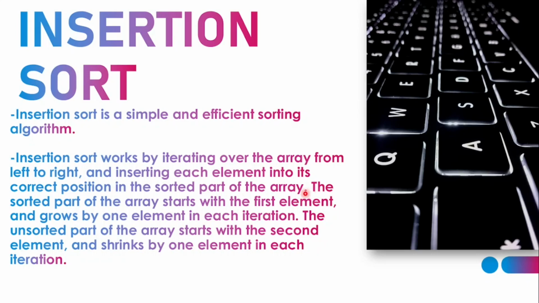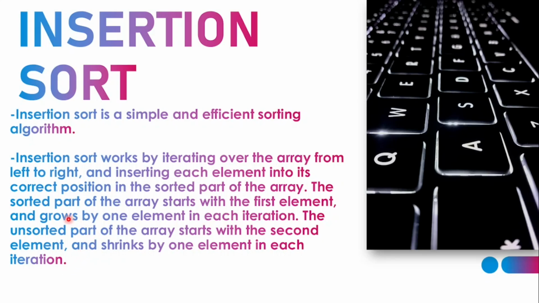Further, the sorted part of the array starts with the first element and grows one by one in each iteration. The unsorted part of the array starts with the second element and shrinks by one element in each iteration. So basically what happens in this sorting algorithm is that the array is divided into two parts. There is a sorted part and an unsorted part.